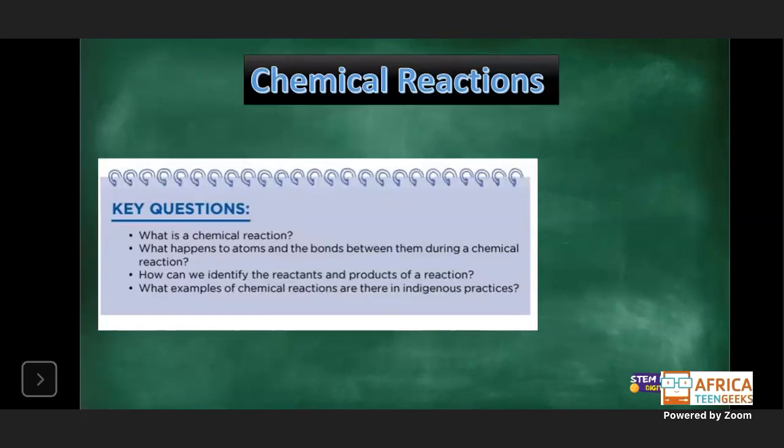So guys, these are just key questions that we are going to answer throughout this lesson. The first one is, what is a chemical reaction? The second one is, what happens to atoms and the bonds between them during a chemical reaction? And then how can we identify the reactants and products of a reaction? Another thing is, what are examples of chemical reactions that are in indigenous practices?